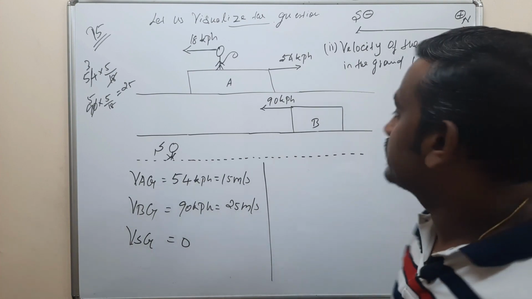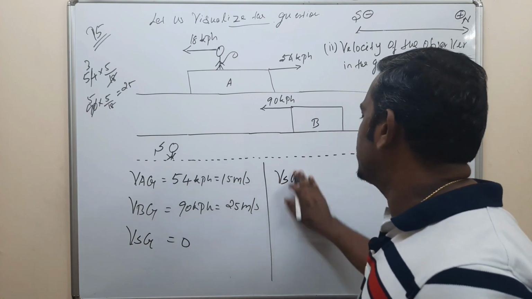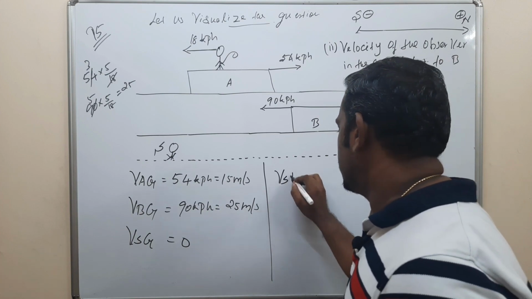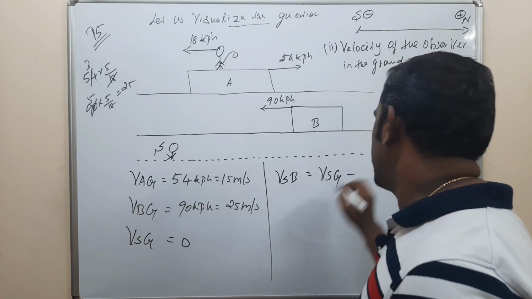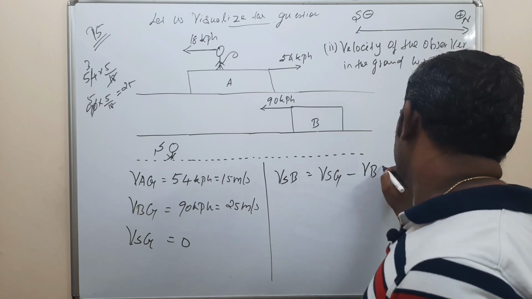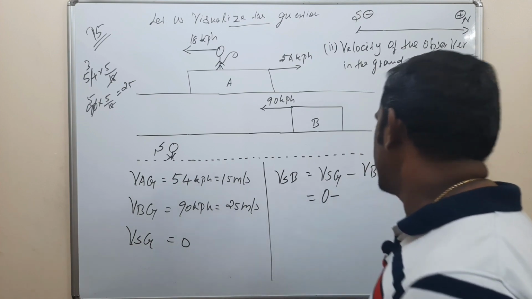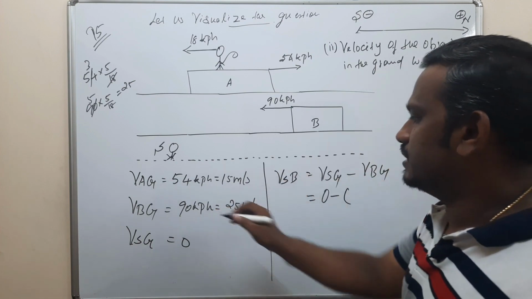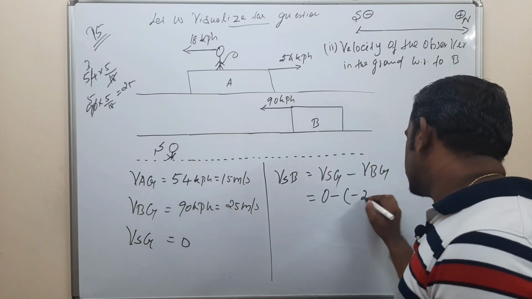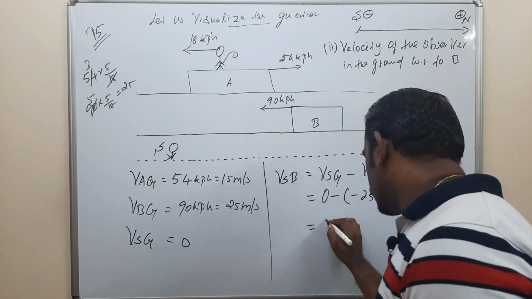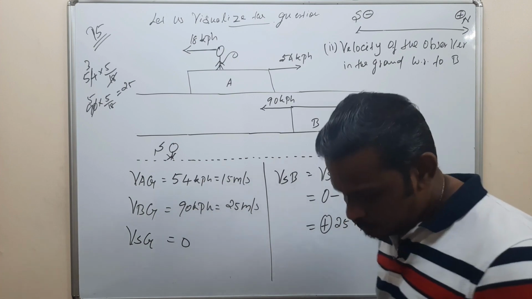That is the velocity of the observer with respect to train B. So that's equal to VSG minus VBG. VSG is 0, minus VBG, which is moving in the southward direction, so minus 25. So that's equal to plus 25 meter per second.